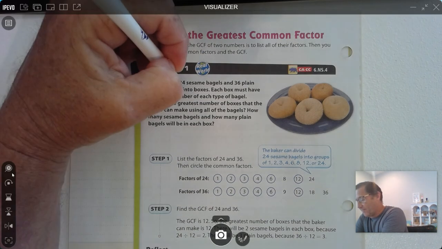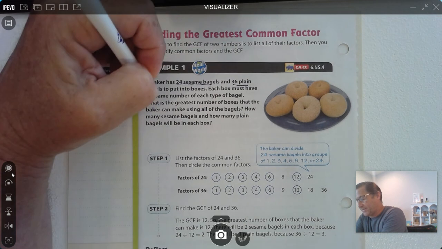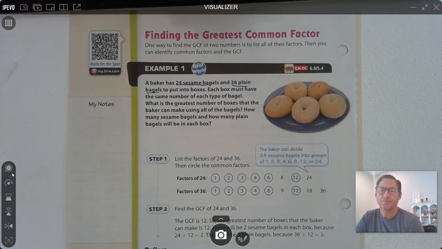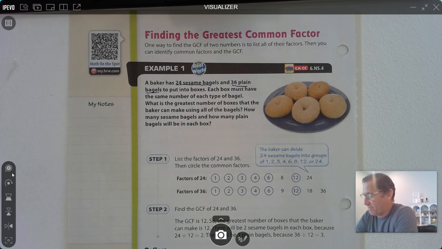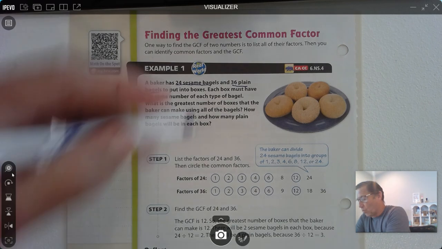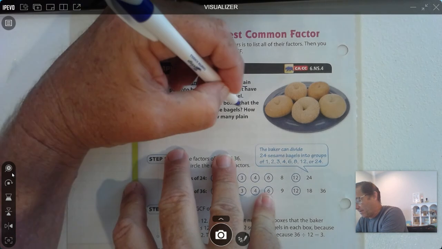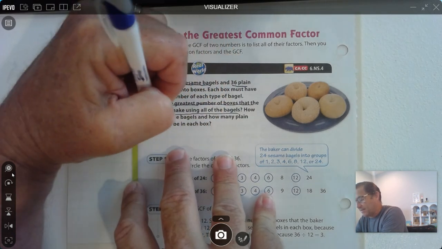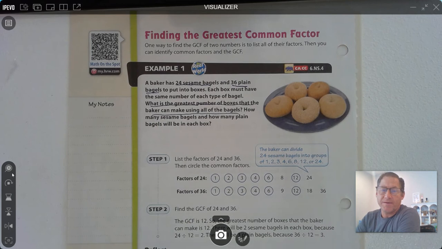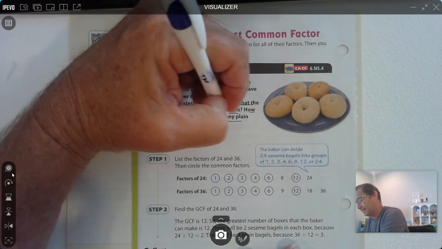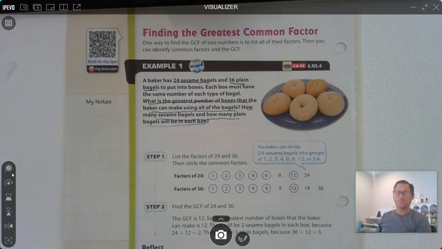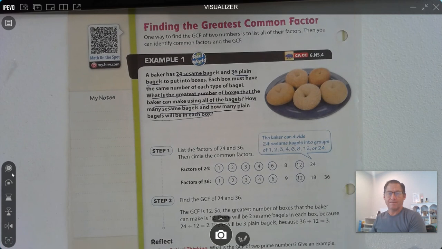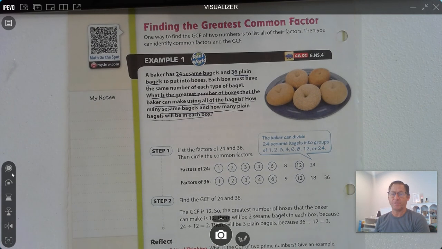A baker has 24 sesame bagels and 36 plain bagels to put into boxes. Each box must have the same number of each type of bagel. What is the greatest number of boxes that the baker can make using all of the bagels? And then how many sesame bagels and how many plain bagels will be in each box? All right, so step 1, let's list the factors of 24 and 36.